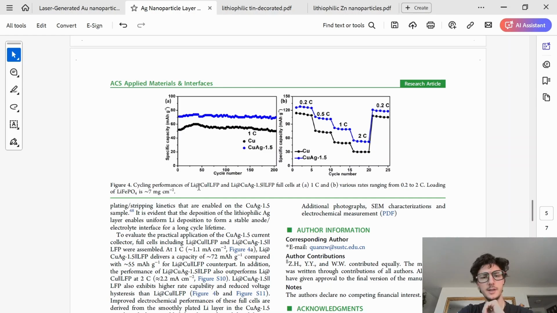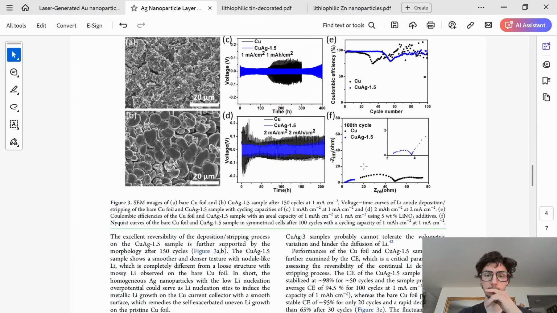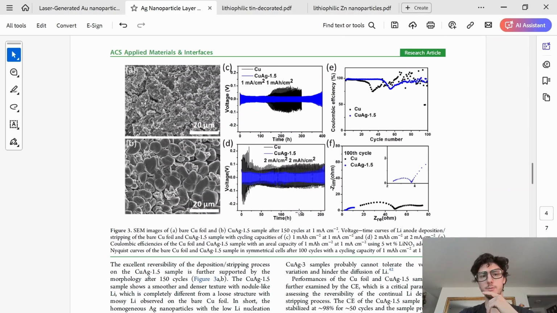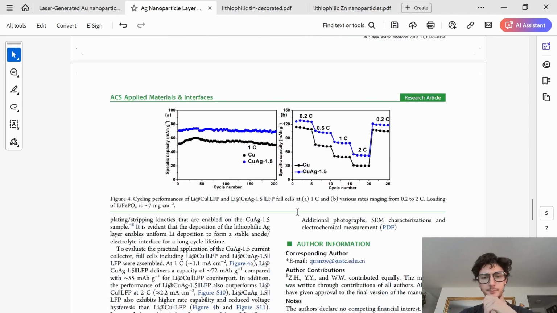Cycling performance of the lithium, copper, and lithium iron phosphate. So this is the full cell, which is, I think, the one in black. And then the lithium copper with the silver, which is the one in blue, full cell. So full cell is just like the anode and the cathode are different. The ones that they developed here, I'm not sure if those are full cells. They're probably not full cells. They're something else. So interesting.